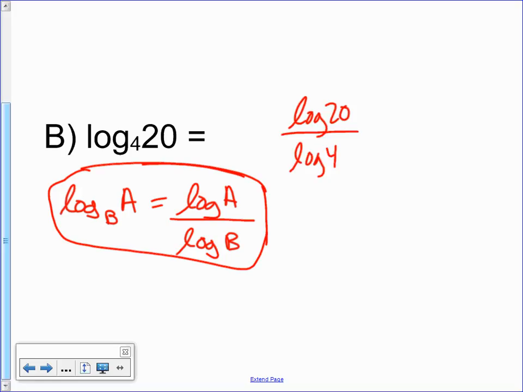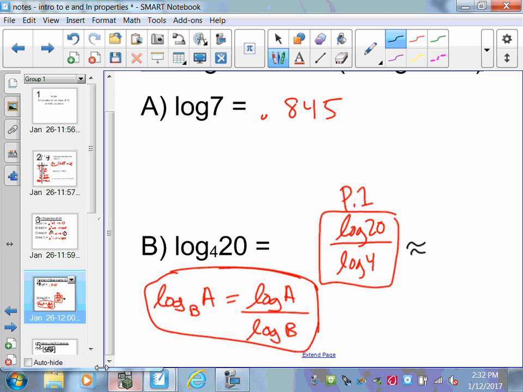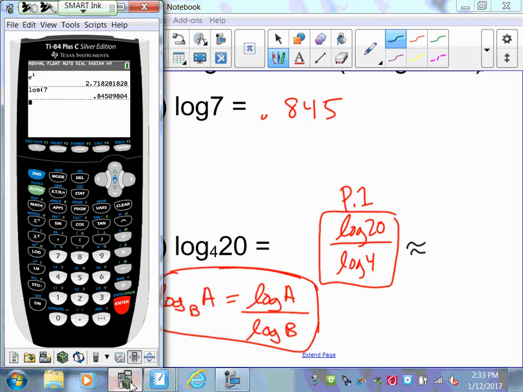That is not log 5. You don't just divide the 20 and the 4. That is not log 5. This is done. This will be a paper 1 answer. Or if it's paper 2, then you literally go log 20.